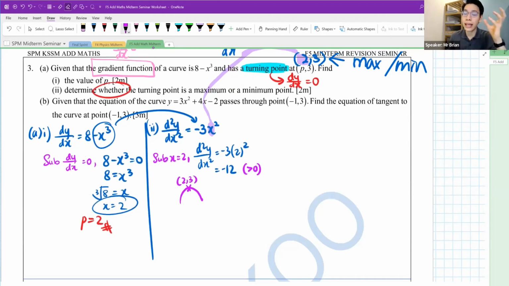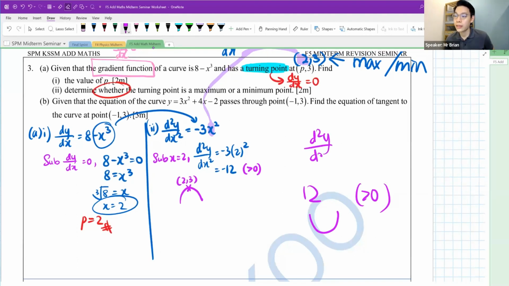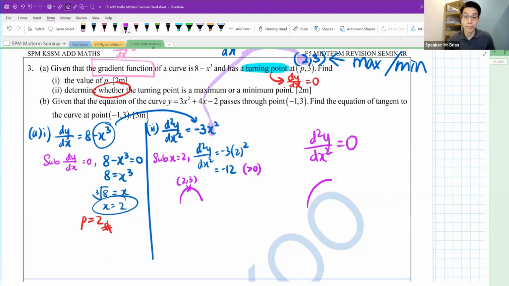A lot of people think negative is minimum. No, you have to look at the shape. When I'm feeling negative, when I'm feeling down, I will put on a sad face. When I'm feeling positive, let's say I get positive 12, I'll put on a smiley face. So what if I get d squared y dx squared? I don't get positive, I don't get negative, I get equal to 0. Then how? I'll get maybe half a sad face, half a smiley face.